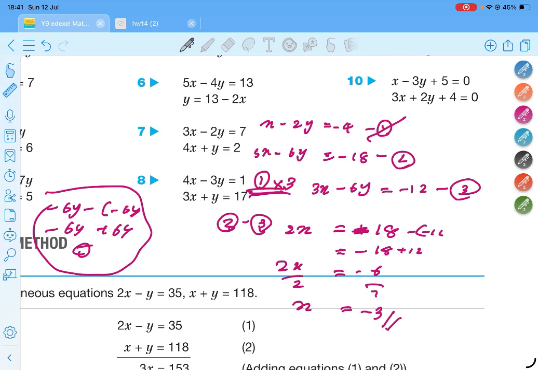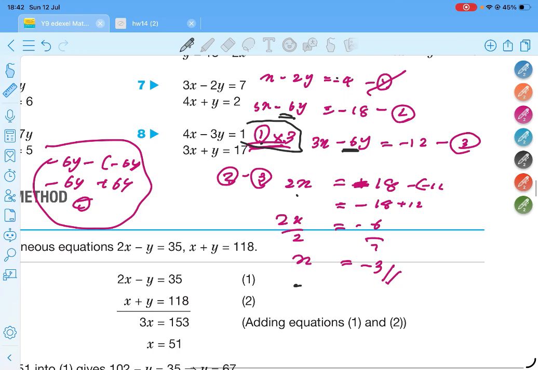Any question? 5x minus 3x comes 2x. How did we get 3x minus 6y? That equation was made by multiplying the first equation by 3: x times 3 is 3x, minus 2y times 3 is minus 6y. Why? Because I need to equalize these coefficients. If they are not equal, we have to repeat it.